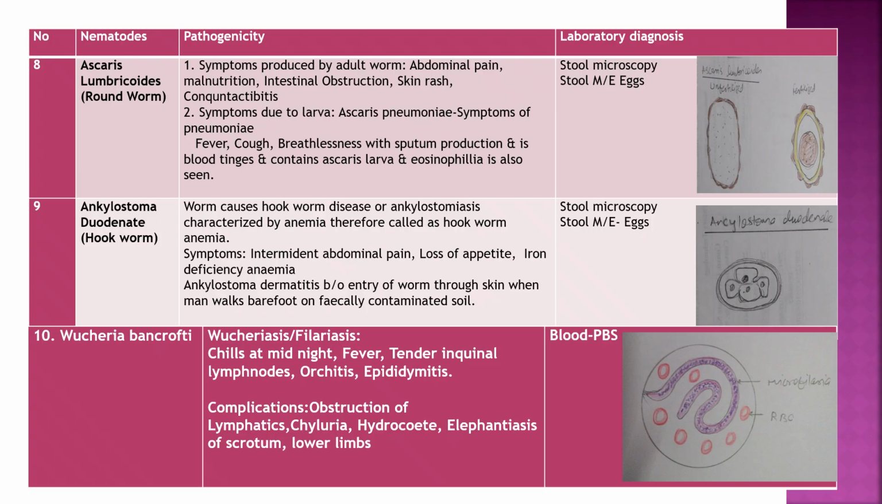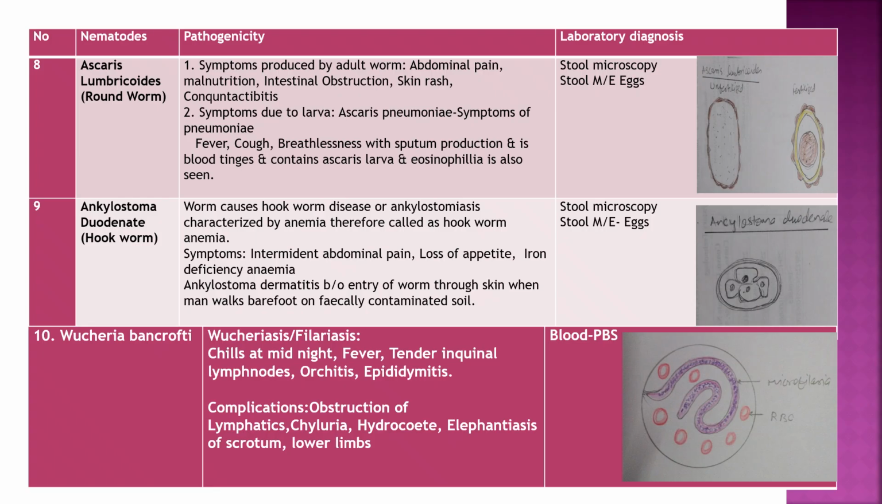Ancylostoma duodenale, hookworm. The worm causes hookworm disease, ancylostomiasis, characterized by anemia, therefore called hookworm anemia. It is microcytic hypochromic anemia. Symptoms: abdominal pain, loss of appetite, iron deficiency anemia, ancylostoma dermatitis because of entry of the worm through skin when a man walks barefoot on fecally contaminated soil. Lab diagnosis: stool microscopy examination, eggs.